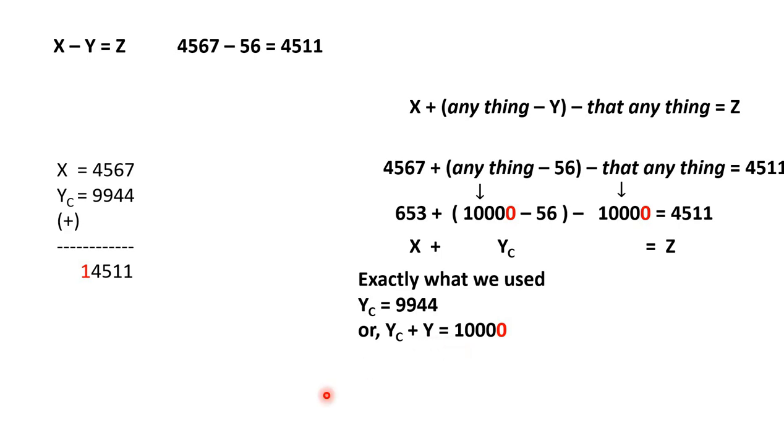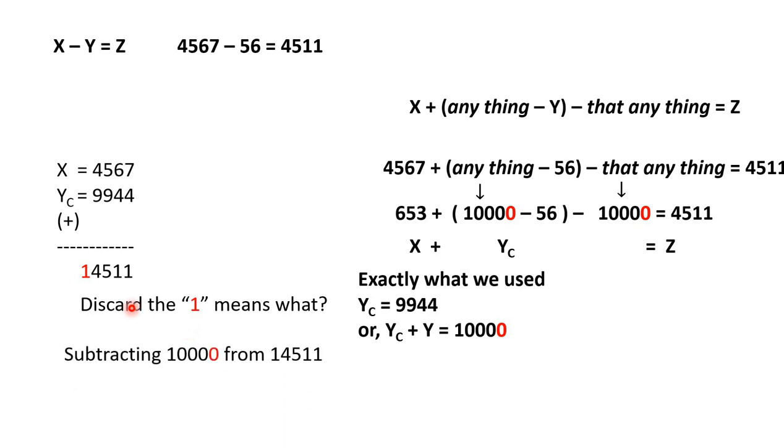Now the same question, discard 1 means what? Of course, subtracting; this time it is in the 5th position, so 1 followed by 4 zeros, so you are subtracting 10,000 from this 5-digit number. And that is nothing but what we are subtracting here. So again, taking the complement, adding to x and subtracting, that means discarding 1 from left. All the 3 steps are very clear.